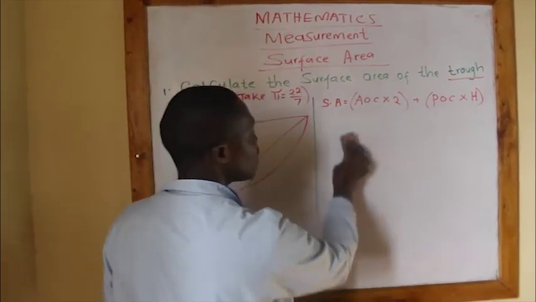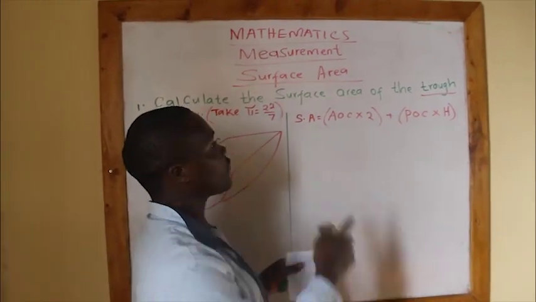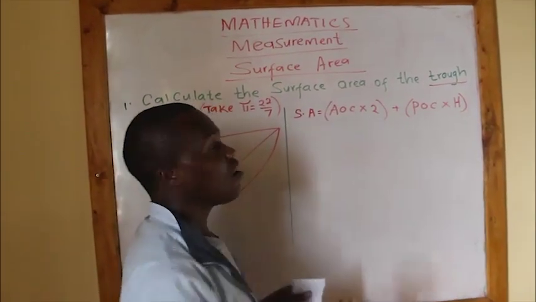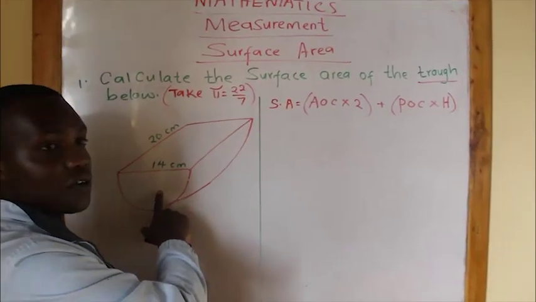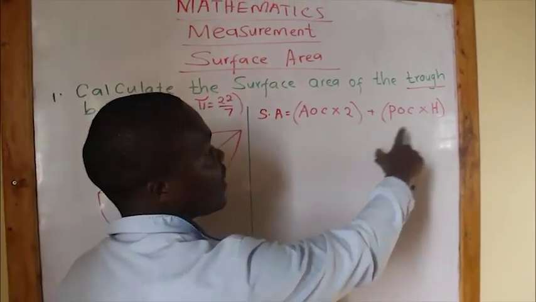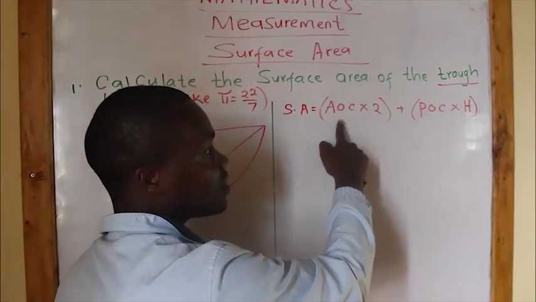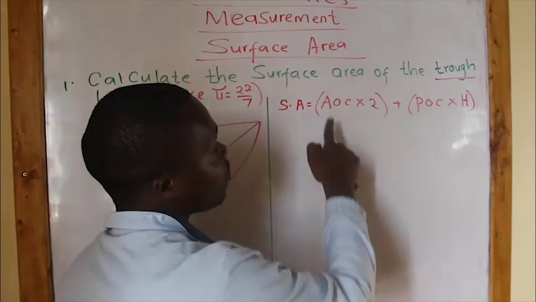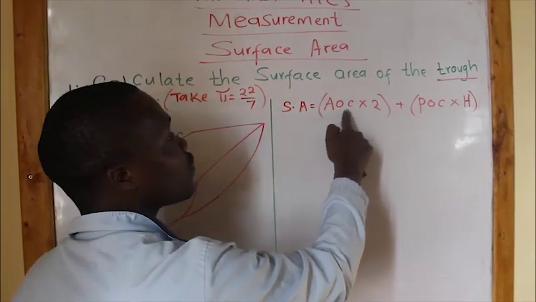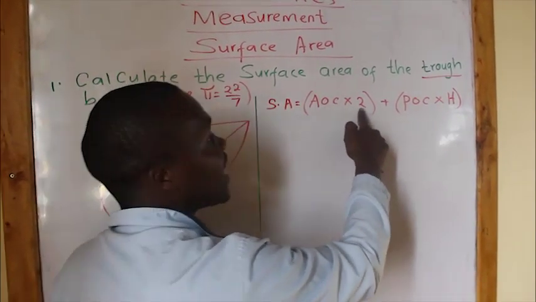Now you can see on the board I have written the formula of finding the surface area of all the figures. Any figure which has got a cross section can be calculated using this formula here. That is AOC times 2 plus POC times height. So AOC means area of cross section times 2.